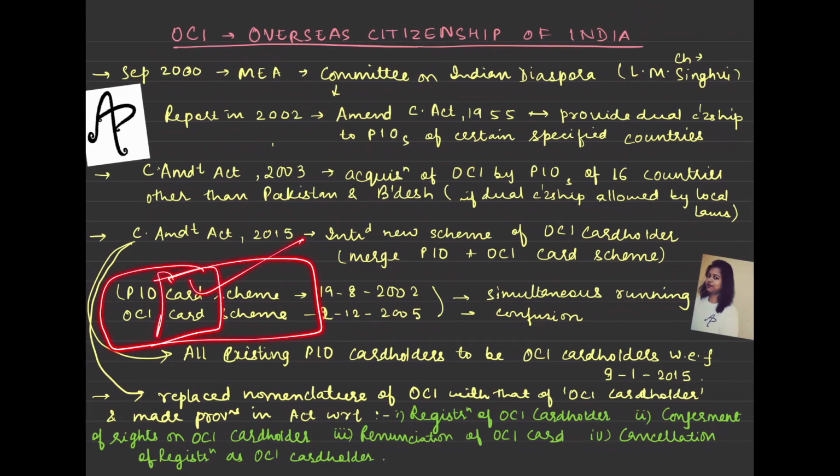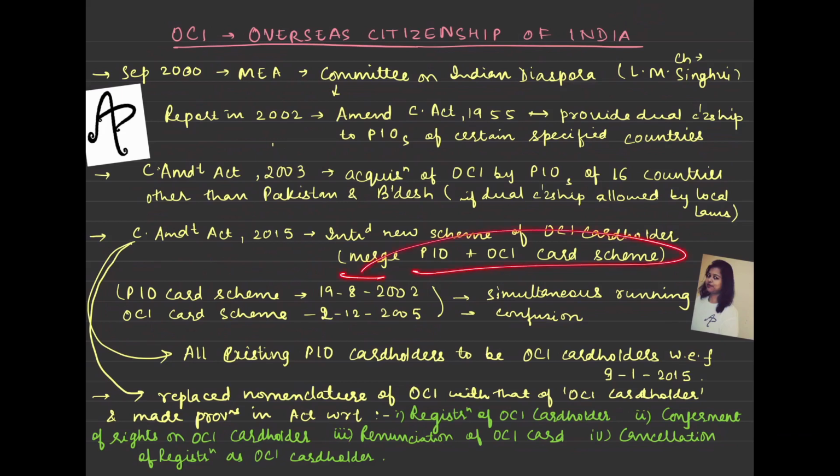Card here is basically giving you a kind of permission, like you have a document such as a passport. Something like that, giving you permission so that you can travel and all of that. So it is a kind of identity for that. Here it was said that we would merge both the card schemes, and in totality that would now be called the OCI card holder. Anybody possessing that would be called an OCI card holder.